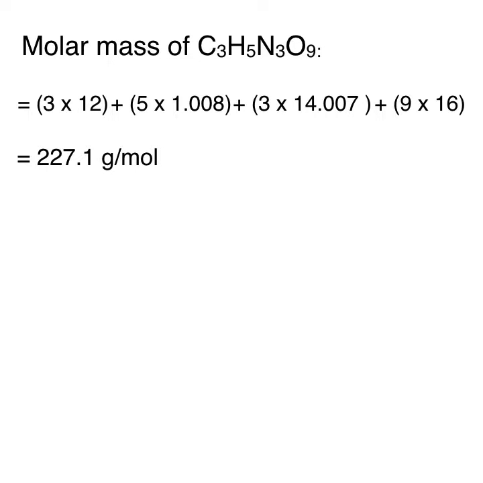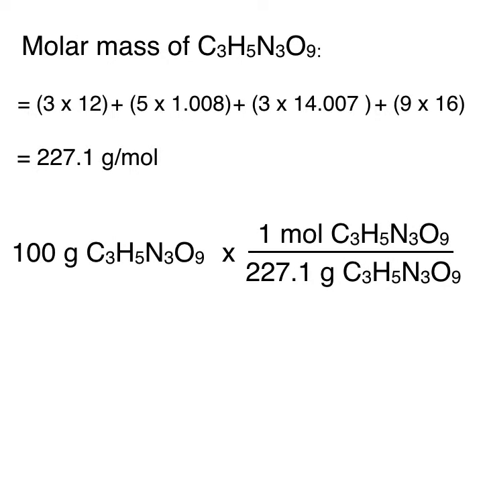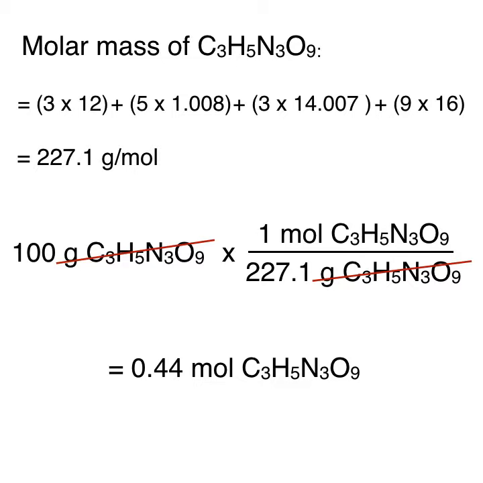This gives us a total molar mass of 227.1 grams per mole. Now to determine the number of moles, we'll take our 100 grams of nitroglycerin and divide it by its molar mass, 227.1 grams per mole. The grams of nitroglycerin cancel out, and we're left with 0.44 moles of nitroglycerin.